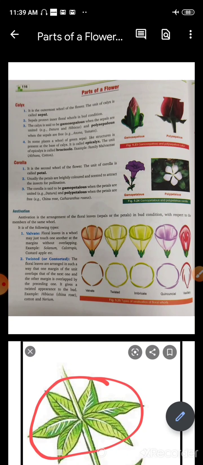So I just did a quick revision of what you had already studied. I just did the basics in the previous class of what you've already studied in your lower classes, right? So now we continue with the parts of a flower.